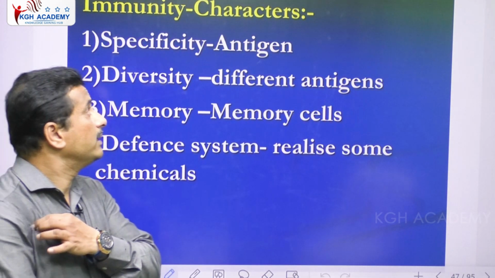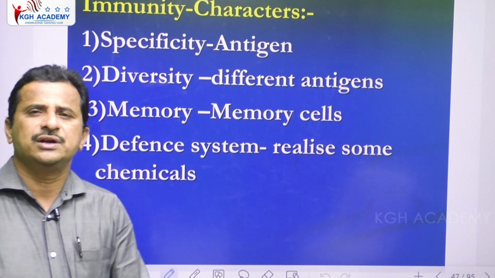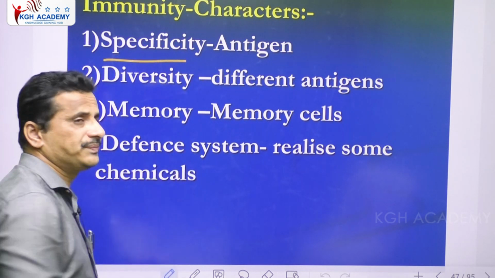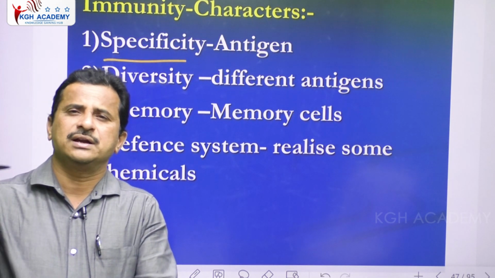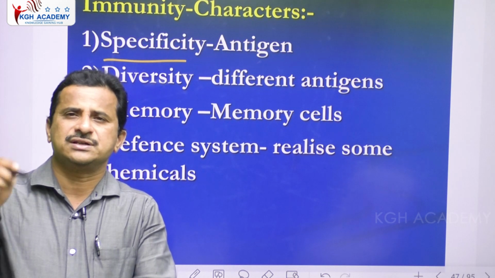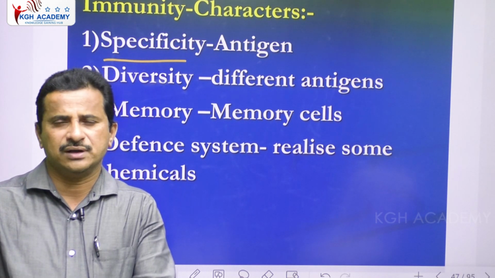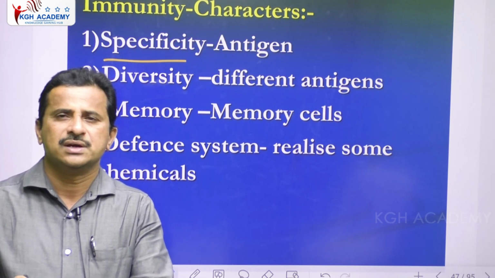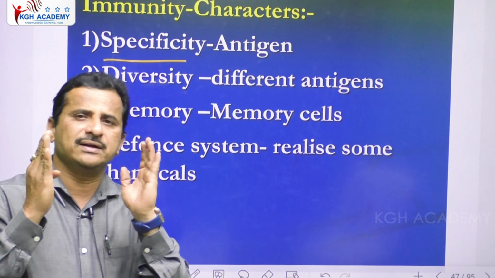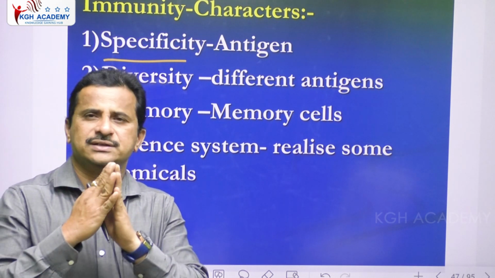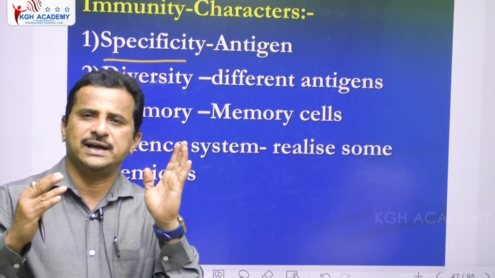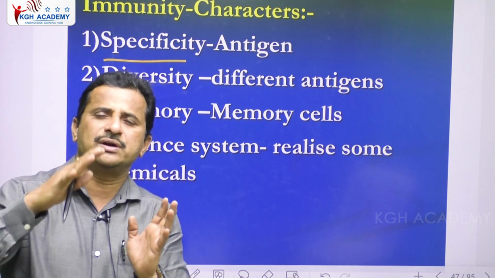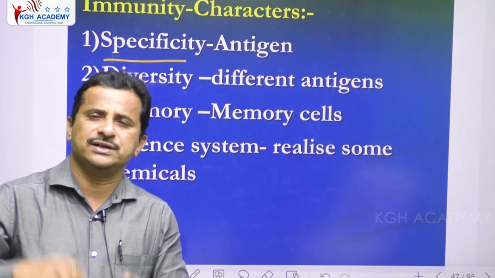Next, immunity characters. Immunity shows some special characters. The first one is specificity. One particular type of antigen stimulates one particular type of antibody. Antigen and antibody are always interrelated. To neutralize one type of antigen, our body produces a particular type of antibody only. One antibody does not act on all antigens.